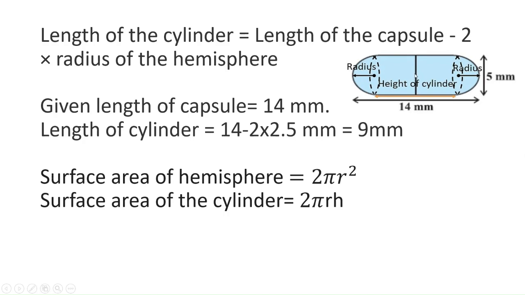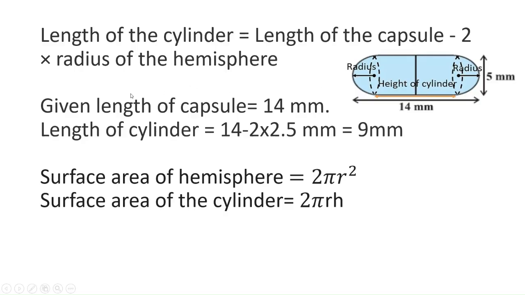Take again the shape of the capsule. The middle part is the cylinder, here is one hemisphere and here is one hemisphere. How can we get the length of the cylinder? It is very clear from the figure that the length of the cylinder is nothing but the length of the capsule minus 2 times the radius of the hemisphere. Very clear from this side, right?